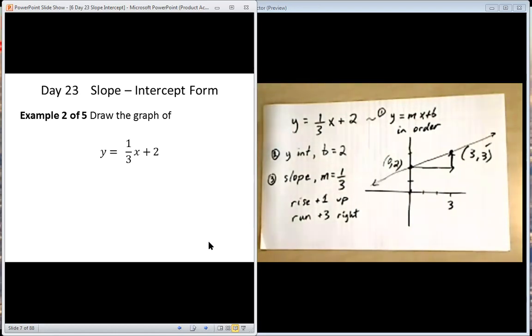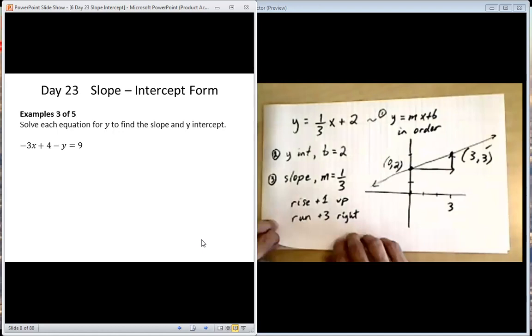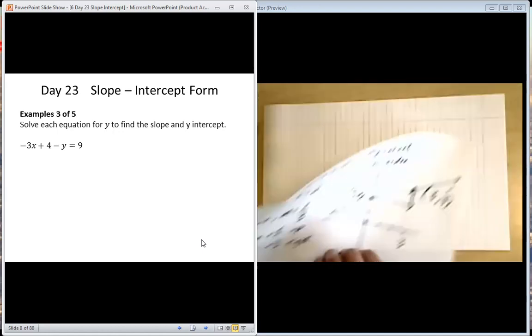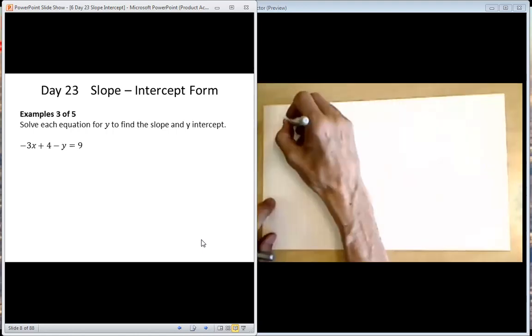Let's do a quick check on the other questions, see what we got happening there. Solve each equation for y. Okay, for these ones, we're not graphing them. We're just putting them in order, practicing the algebra for step 1 here, okay? So this is the step 1 put in order.